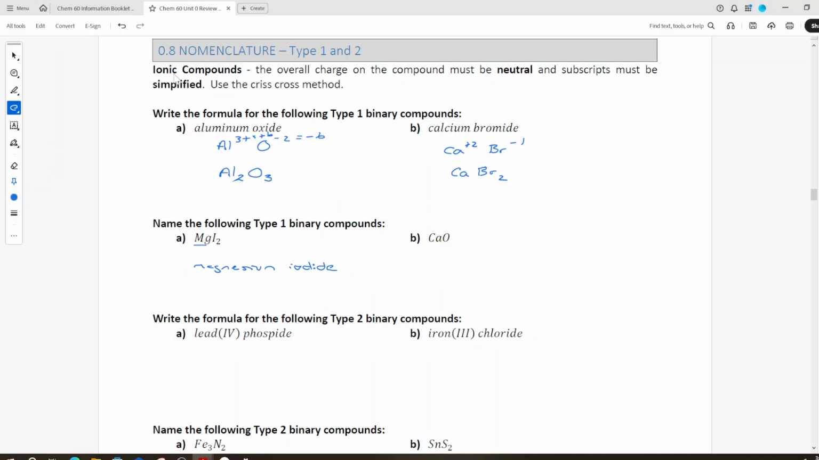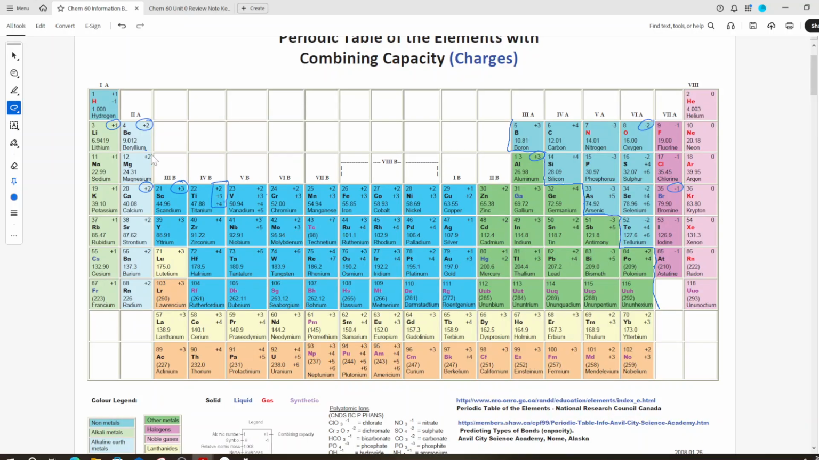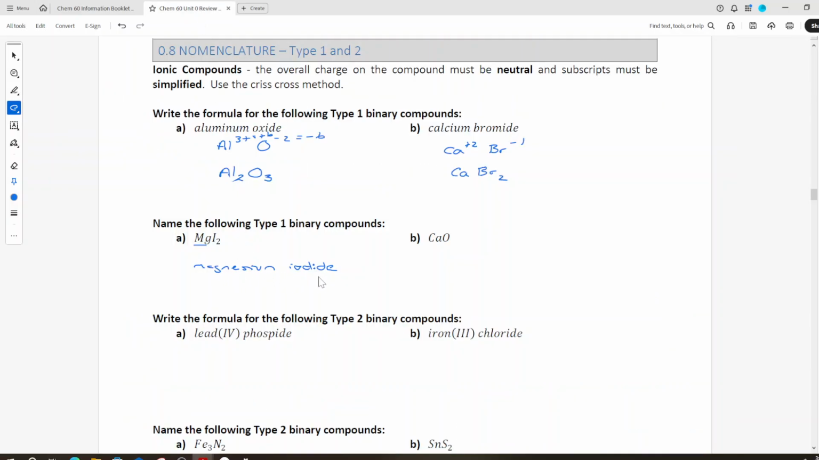How do I know it's type 1? Well, if I go and I look up magnesium, magnesium is right here, number 12, and it has a charge of just +2. So I know it's a type 1 compound. All right, maybe pause the video and give this one a go.